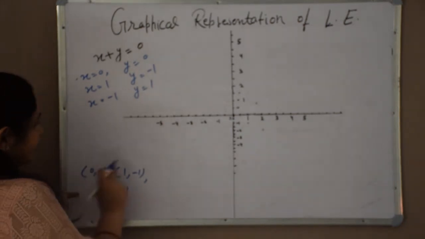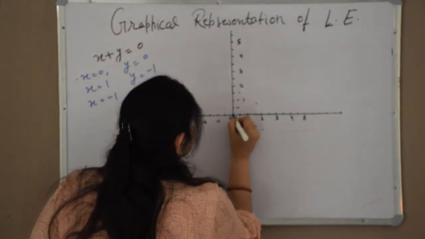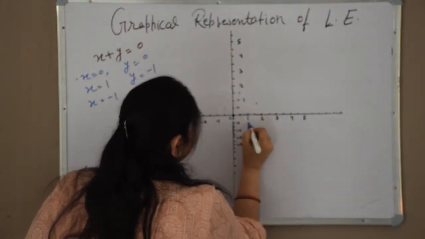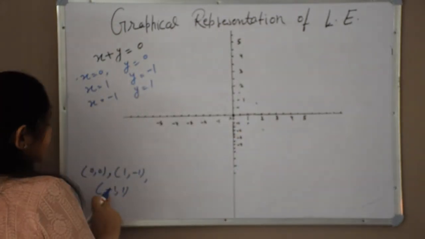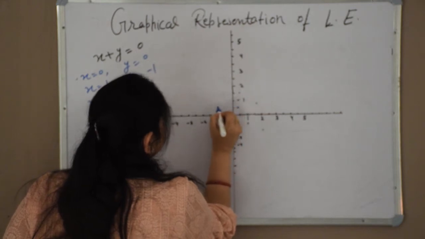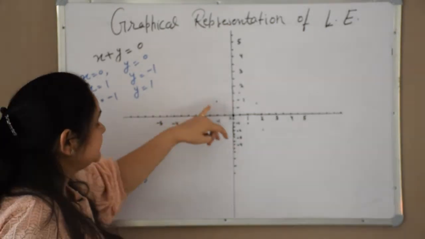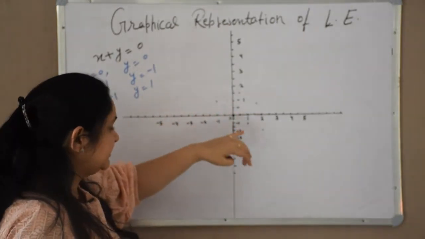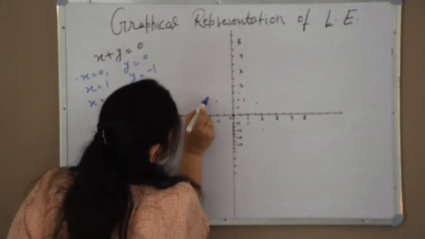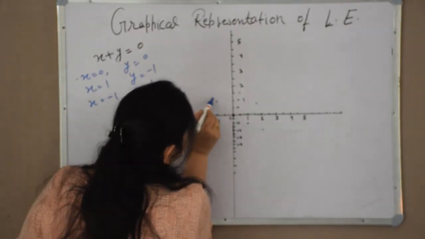So first of all we will plot them on this graph. First solution is (0, 0) and it is here. Next is (1, minus 1): 1 is here and minus 1 is here in front of this. This is (1, minus 1), and the third one is (minus 1, 1). Minus 1 and 1 both will meet at this point. So these are the 3 points. These 3 points are showing the solutions of the linear equation. Now we will join them. We can join it properly by the scale, but now I am doing it directly.